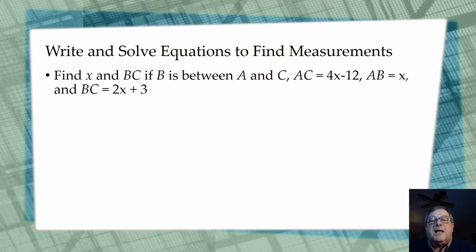All right, well, these are the kind of problems I like to solve, the mad mathematician. Write and solve equations to find measurements. Find x and segment BC if B is between A and C. And then it says that AC is equal to 4x minus 12, AB is equal to x, and BC is equal to 2x plus 3.